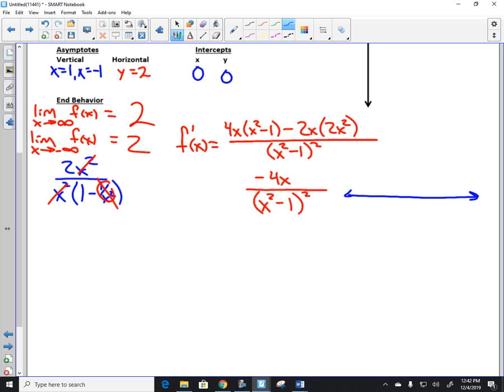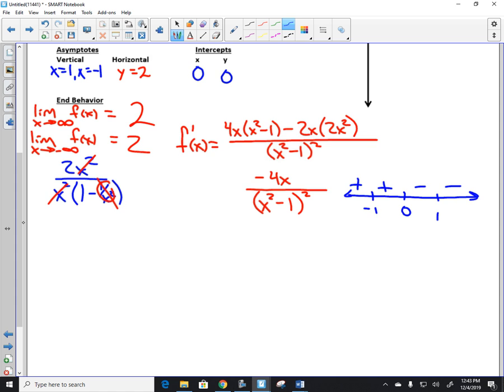Where is the bottom equal to 0? Negative 1 and 1. Where's the top equal to 0? 0. So let's plug in some values and see what happens. What's a value to the left of negative 1? Now we don't need to plug in the bottom because the bottom will always be positive. If you plug in a -2, the top will be positive. Plug in -1/2, the top will be positive. Plug in 1/2, it will be negative. Plug in 2, it will be negative.